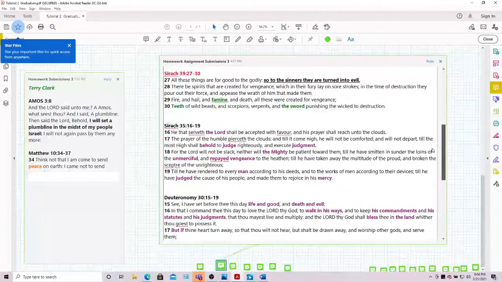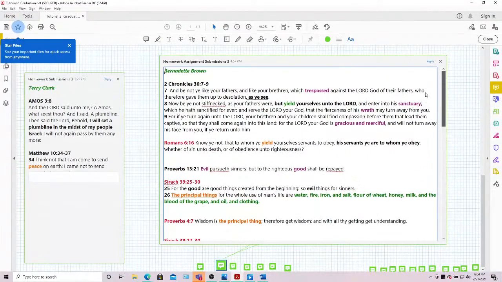Which that goes right back to that Proverbs 13 and 21. Evil pursueth sinners, but to the righteous good shall be repaid. So, Sister Brown, and she crushed it too with the precepts that she gave. So I'm going to take this down.